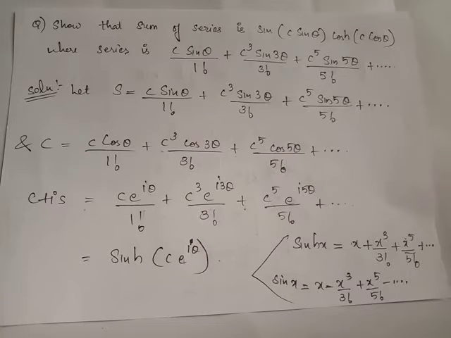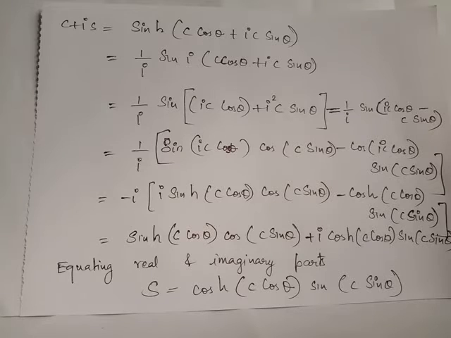And if you replace x by c e raised to i theta, you have the RHS of C plus iS that we have evaluated, which can be written as sinh(c e raised to i theta). We now replace e raised to i theta by cos theta plus i sin theta. Thus, we have C plus iS equals sinh(c cos theta plus i c sin theta).